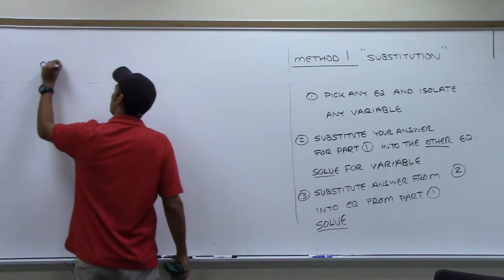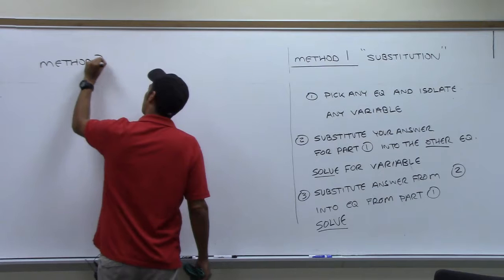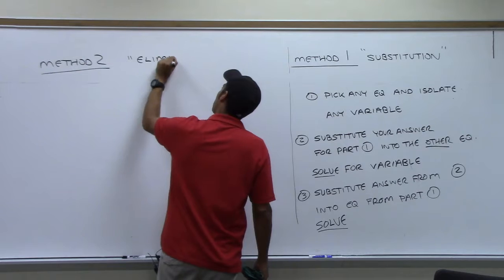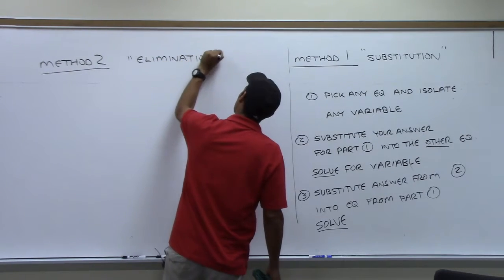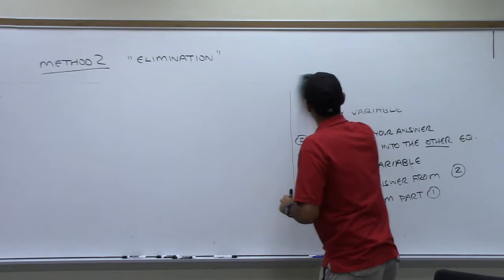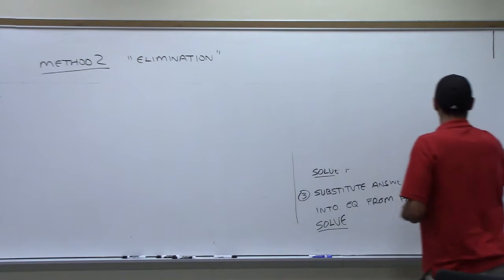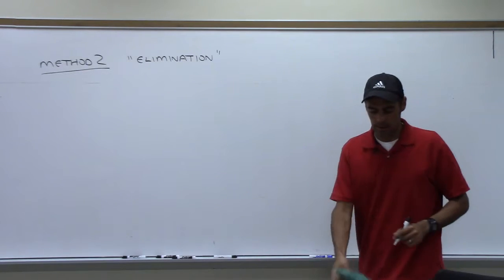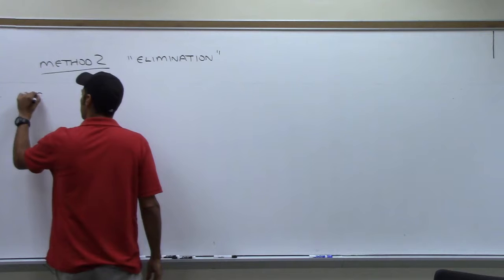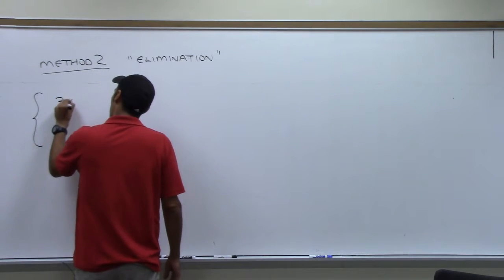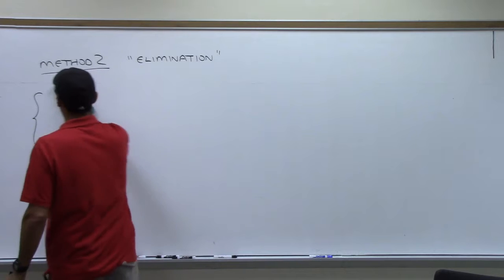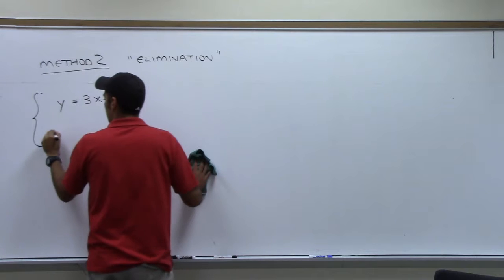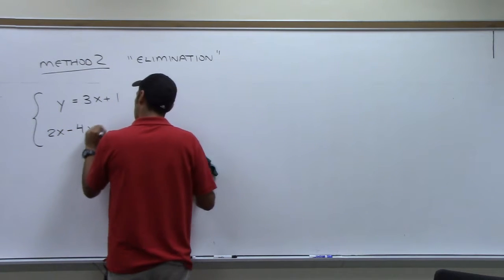All right, method two. Elimination. So let's do the same system of equations. I should put y equals 3x plus 1. And the other one, 2x minus 4y equals 10.